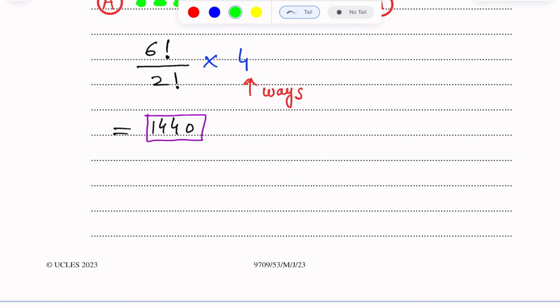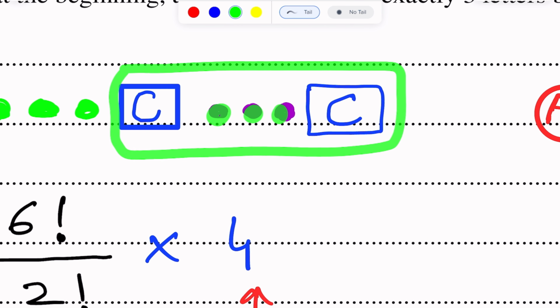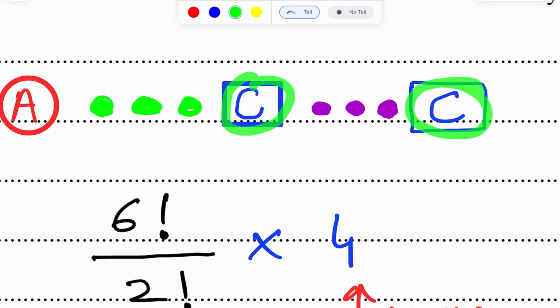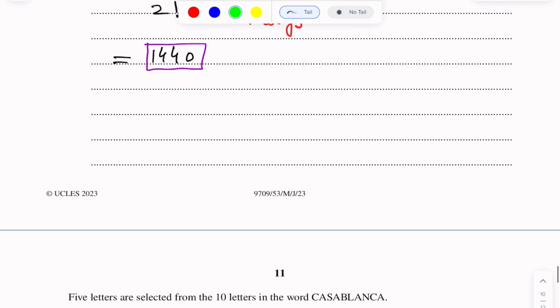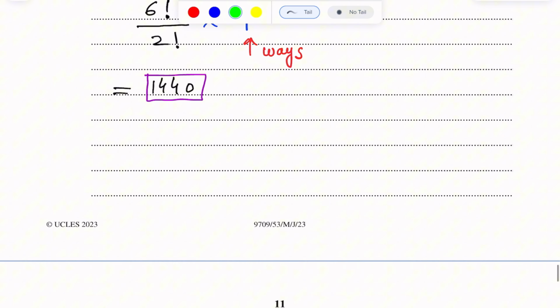So look at this diagram. There are 3 letters between 2 C's and 3 letters outside these 2 C's. These 3 letters are fixed letters between 2 C's. These 3 letters can be adjusted in 4 ways. Look at this figure.